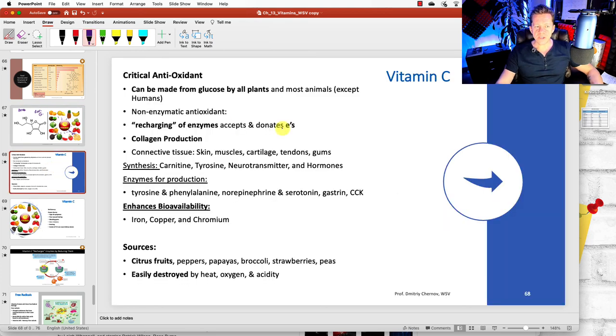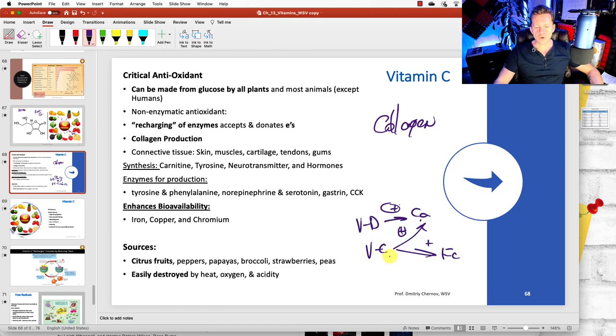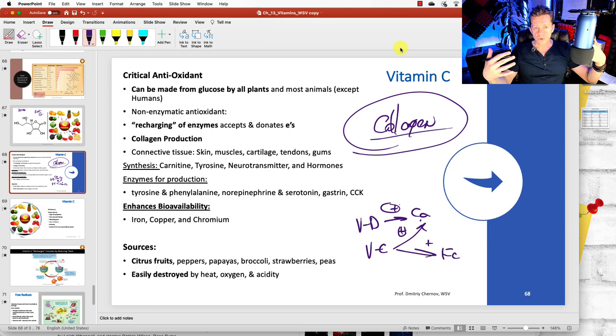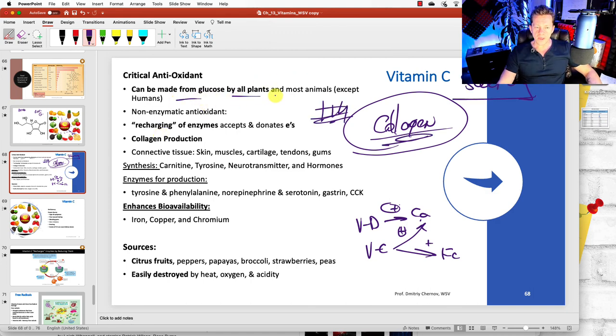So also vitamin C is important for collagen production. Vitamin C enhances calcium absorption. Vitamin C enhances iron absorption. Vitamin C participates in reactions that synthesize collagen. And the collagen is our tissue. Collagen is very important for our tissue. It keeps our gums healthy. So vitamin C can be made from glucose by all plants and most animals, except by humans. So we cannot make this. Recharging of non-enzymatic antioxidants, recharging of enzymes, it donates electrons, like to vitamin E. Collagen production. So remember this.